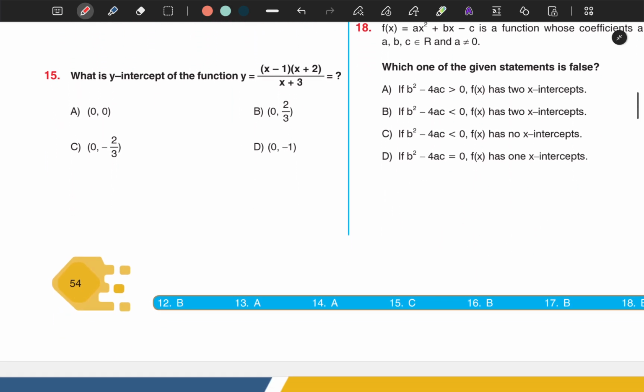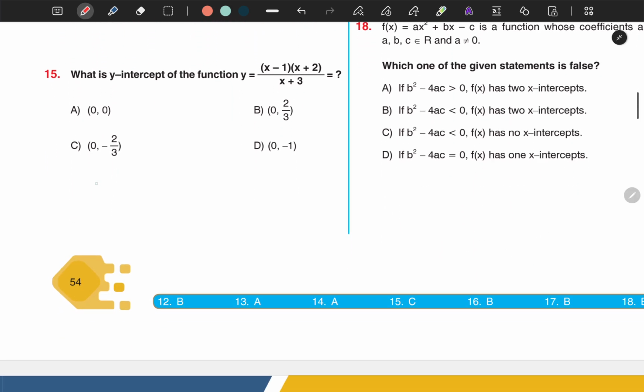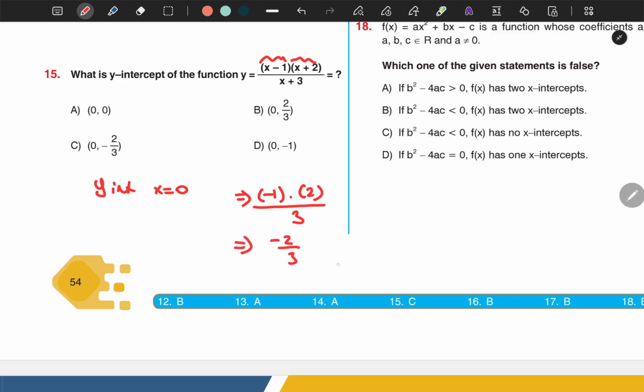What is the y-intercept of the function? Guys, for the y-intercept, x always must be 0. Let me replace the 0 here. If I replace here 0, negative 1 will be left. If I replace here 0, positive 2 will be left. Over 0 plus 3, 3. This is my final answer. Multiply negative 2 over 3. My y-intercept x is 0. Y is negative 2 over 3. Which one we have? C. Correct option.